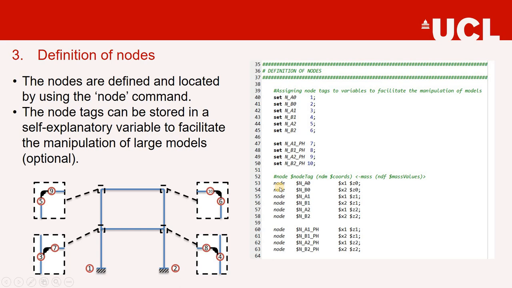These nodes are defined then first with a tag, as you can see here, and then with the coordinates where they are located, in this case, two coordinates, because we have two dimensions in this problem. It's a two-dimensional problem. So the first node, for example, NA0, that is node number 1, it's located in X1 and Z0, basically 0, 0. As you can see, the nodes for the plastic hinges are located at exactly the same location as those main nodes they are supposed to be connected to.